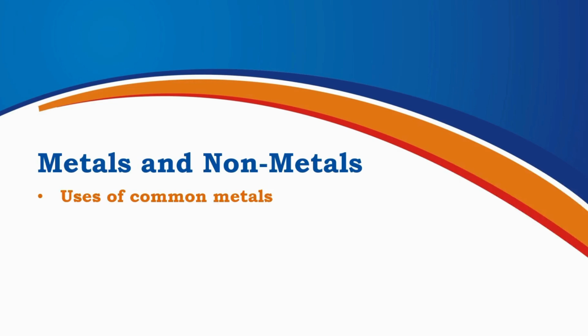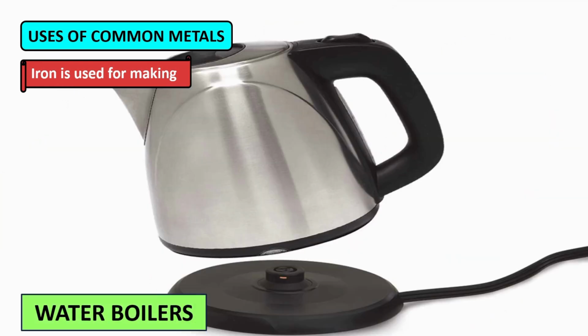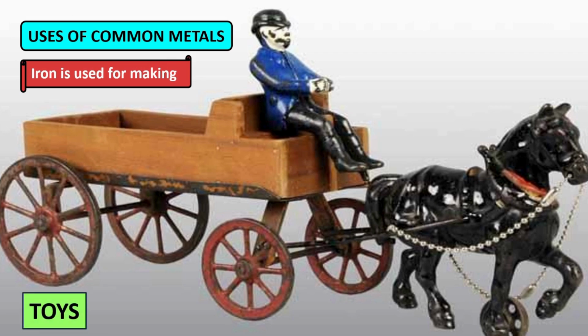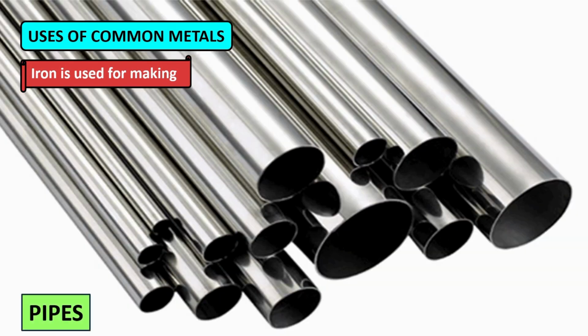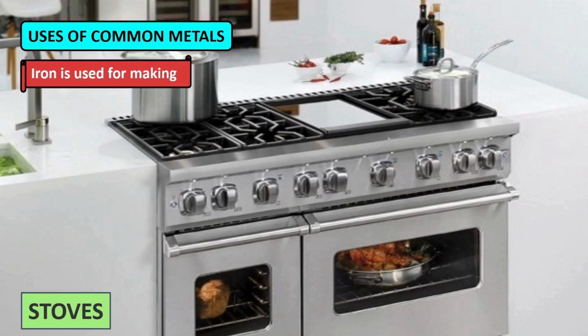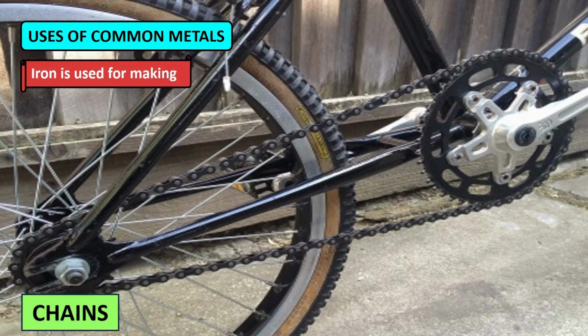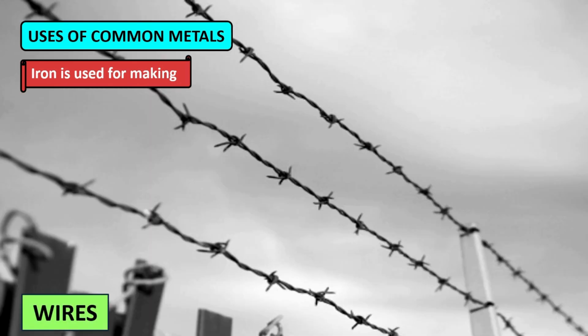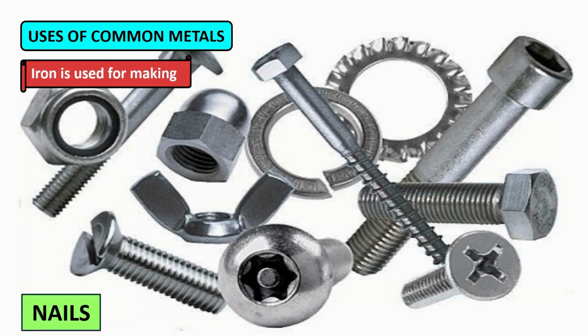Uses of common metals. Iron is used for making cooking vessels, water boilers, toys, tools, pipes, stoves, agricultural implements, chains, wires, electromagnets, nails.